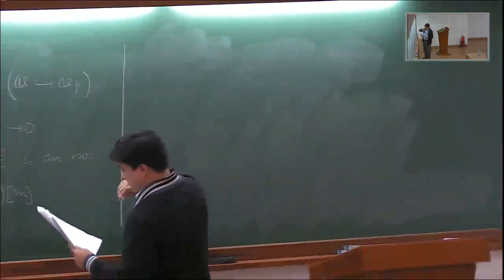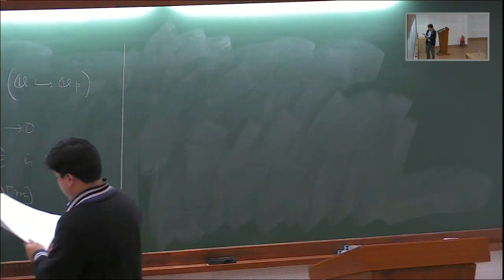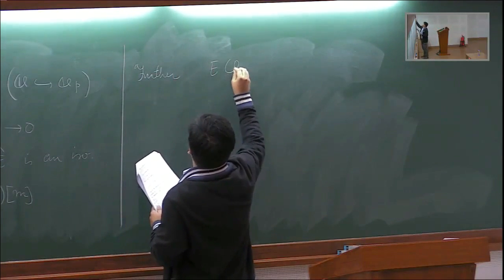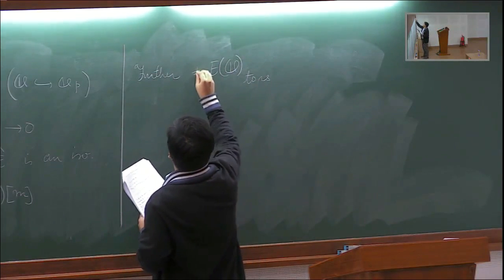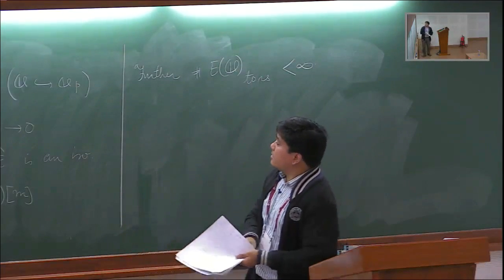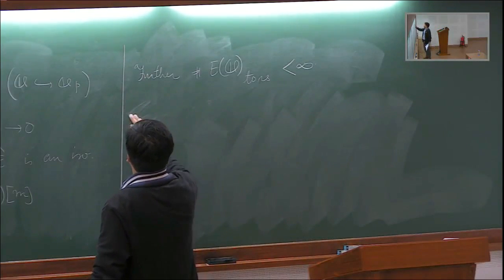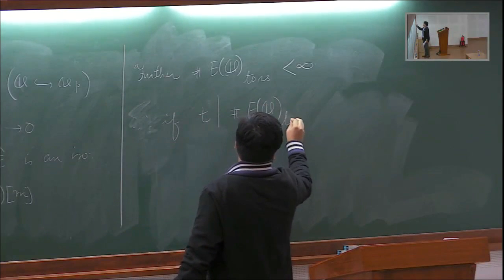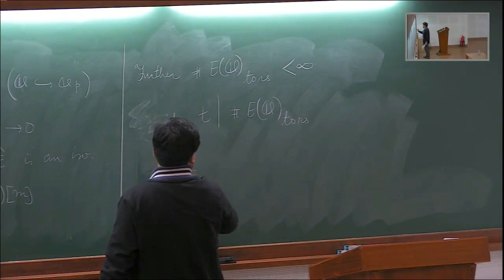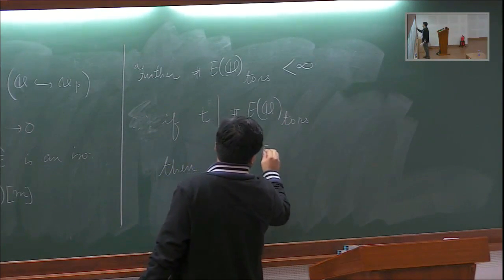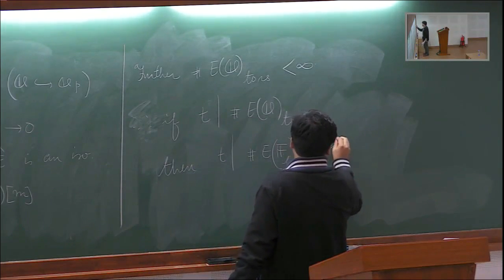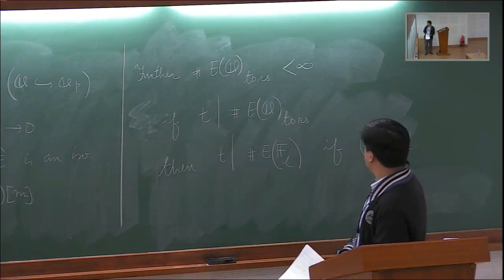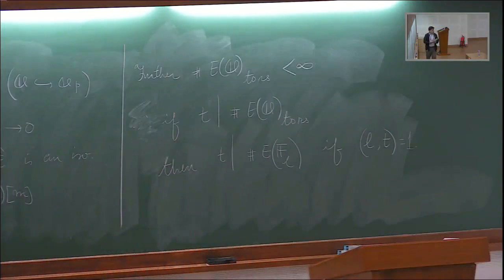So what does this mean? Further, I know that E(Q)_tors, the torsion part of the elliptic curve, is finite. Combining all these things together, if I have a number T that divides the order of E(Q)_tors, then T also divides the number of points on E(F_L), provided L is co-prime to T. So this is true, and this is important. Any questions?